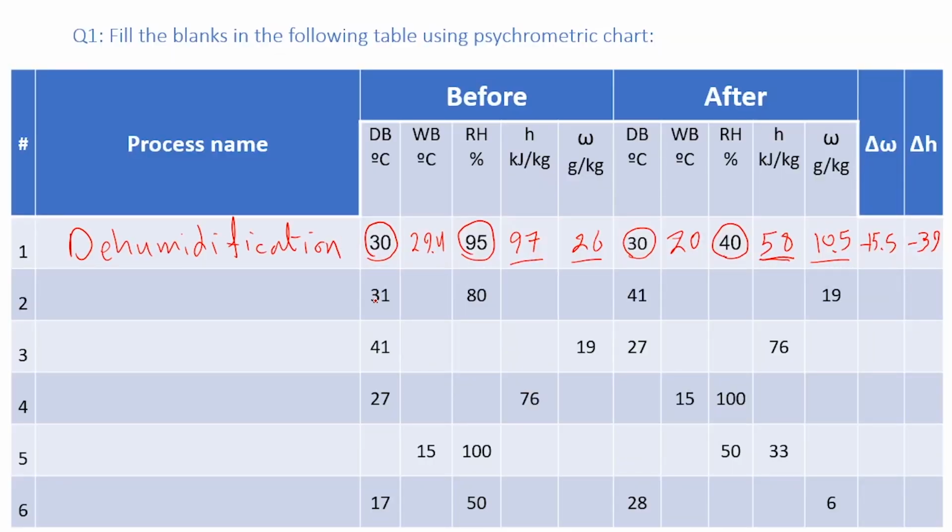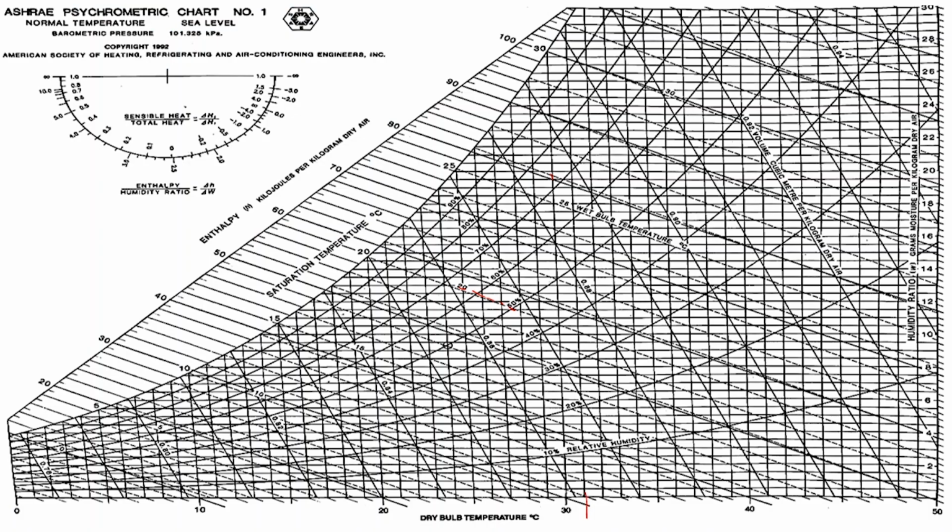Process 2, we have 31 degrees Celsius dry bulb and relative humidity 80%. So this is the 31 line crossing with the 80% relative humidity. So we extract the data directly. This is the enthalpy and this point is the wet bulb. And we go here to the right to take the omega value.